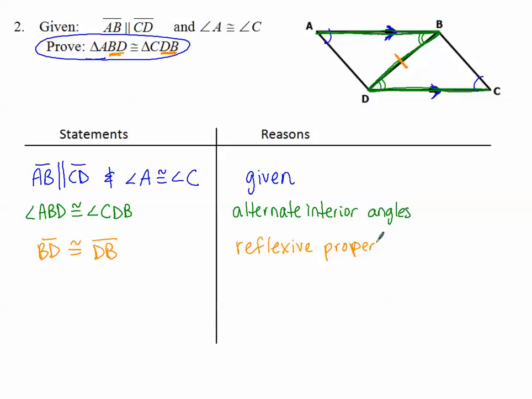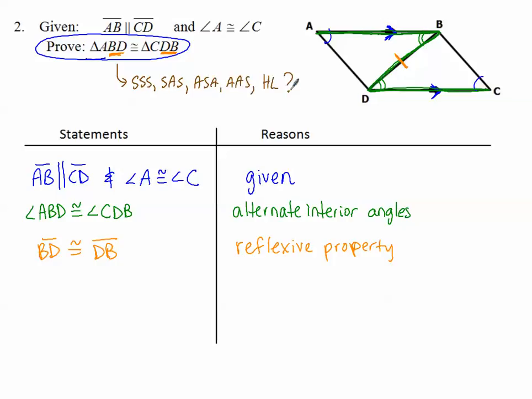Reflexive because it's like we're looking in the mirror. We see the same thing when we look in a mirror. Now let's see what we have. Remember, if our goal is to prove the triangles are congruent, we want to think of one of our 5 postulates or theorems. Is it SSS, SAS, ASA, AAS, or HL?